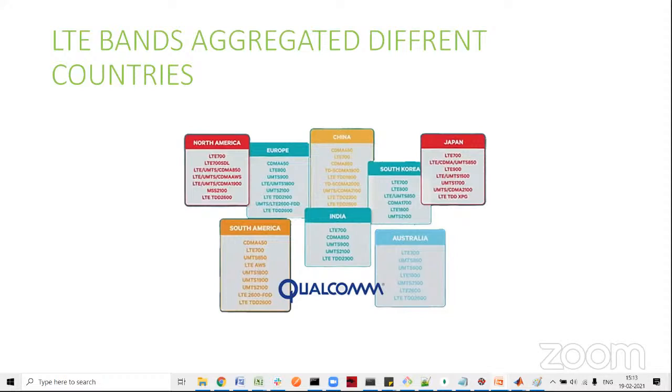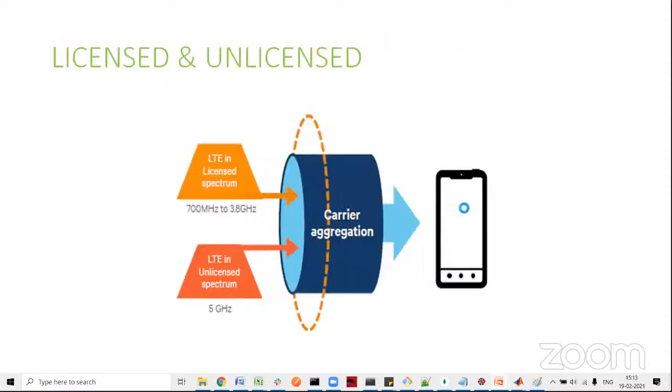So Qualcomm defined the frequency spectrum for LTE, which is defined here. The major countries have been mentioned here. And here are the unlicensed and licensed spectrum. Unlicensed spectrum is Wi-Fi, and licensed spectrum means anything other than that, beyond 3 GHz, will be licensed spectrum.